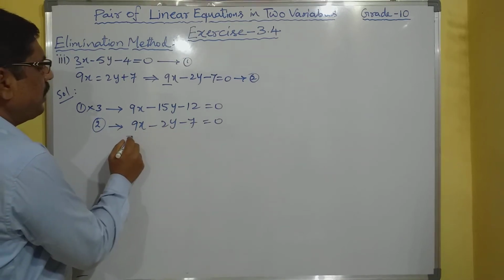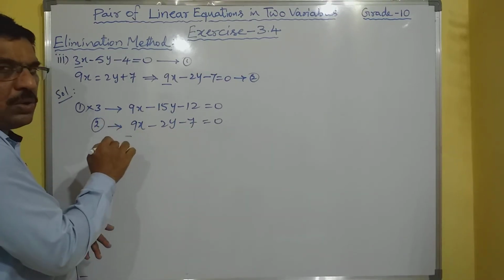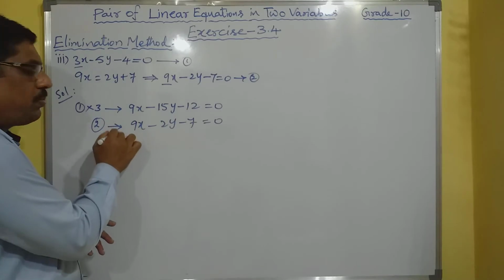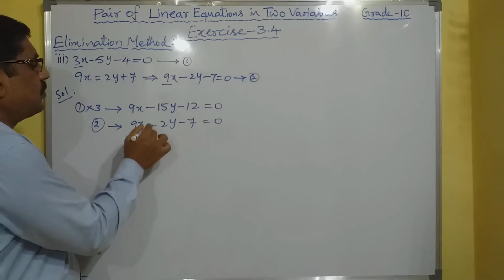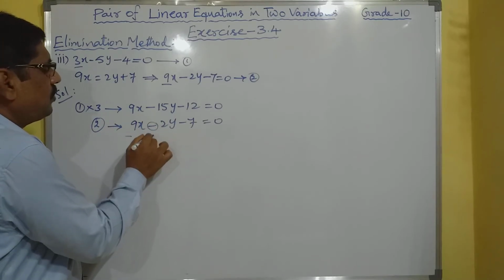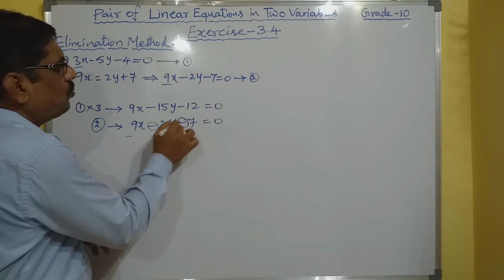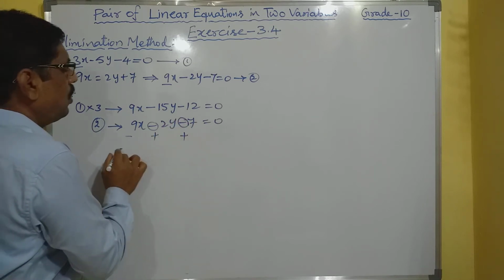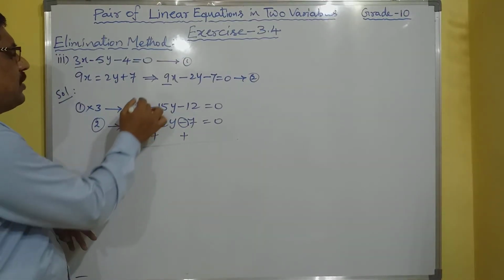Here 9x means plus, there is no symbol, so it is plus. It is converted to minus. This minus will become plus. This minus will become plus. Now, 9x minus 9x will be cancelled.